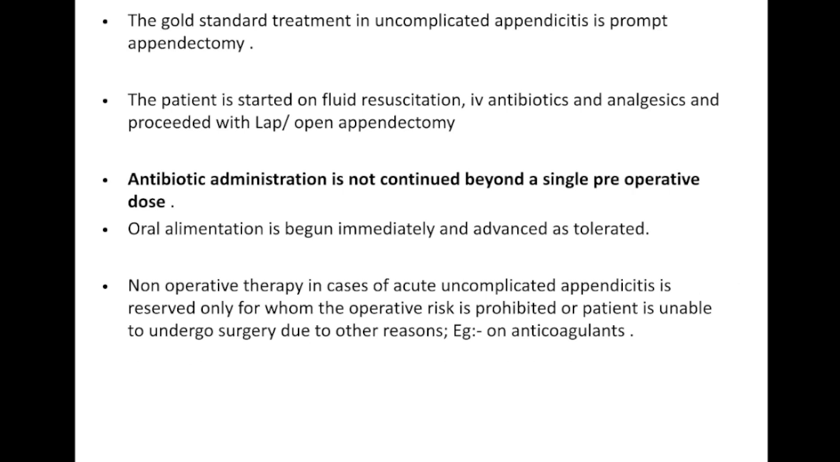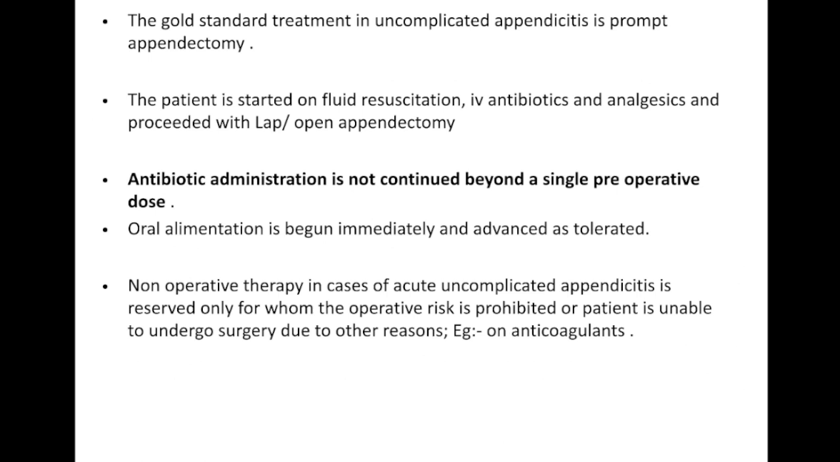The gold standard treatment in uncomplicated appendicitis is prompt appendectomy. The patient should be started on IV fluid resuscitation, antibiotics, and analgesia, and proceeded with laparoscopic appendectomy. Antibiotic administration is not usually continued beyond a single preoperative dose.